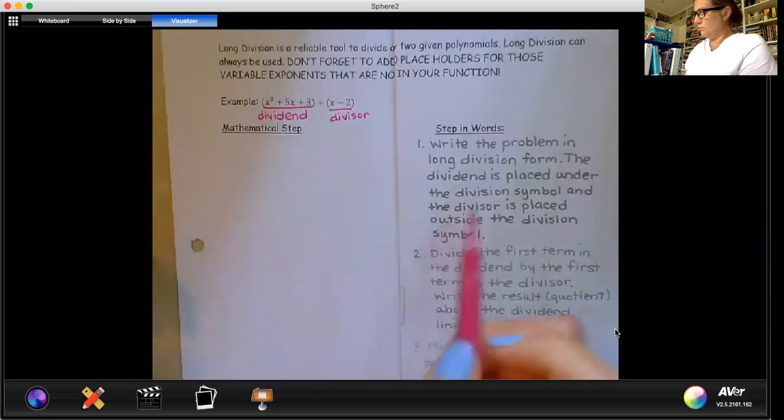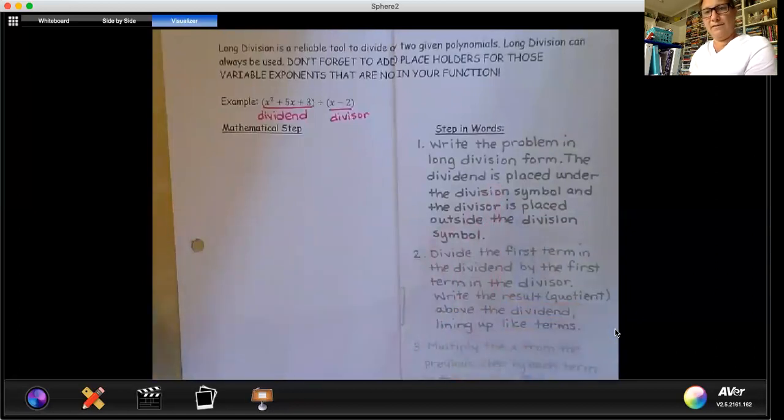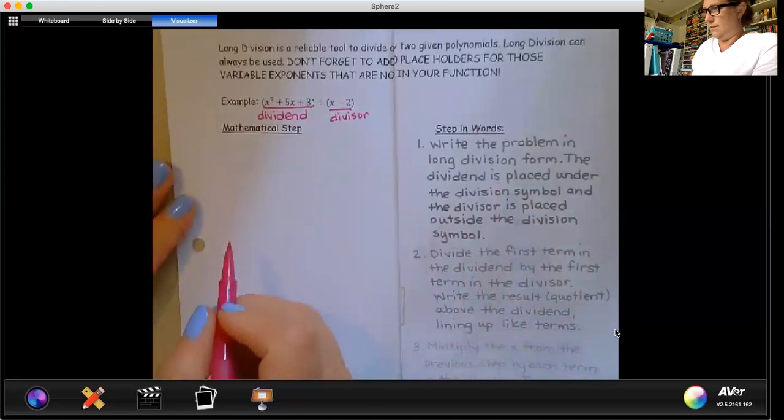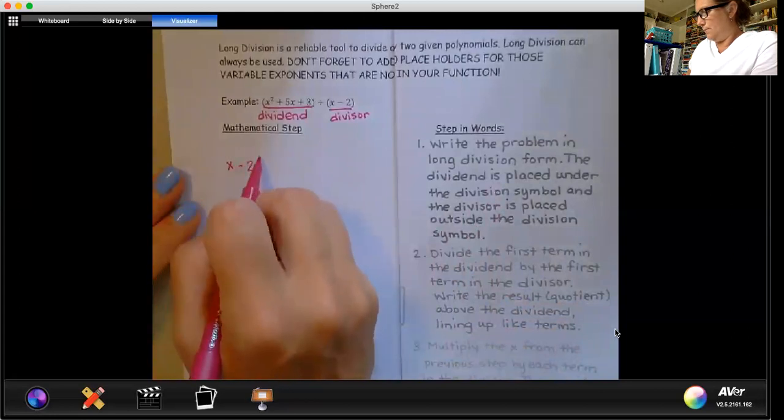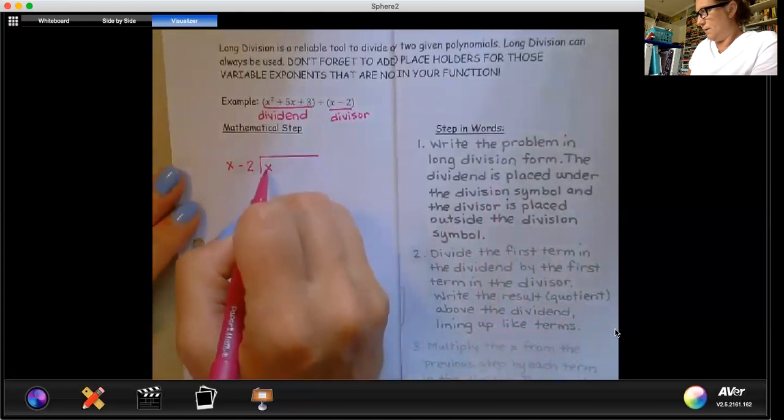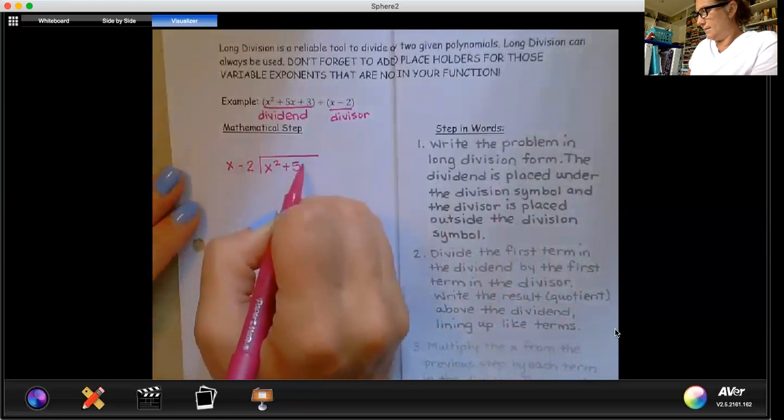So the first thing we're going to do is write the problem in long division form. The dividend is placed under the division symbol and the divisor is placed outside the division symbol. So that looks like x minus 2 goes into x squared plus 5x plus 3.